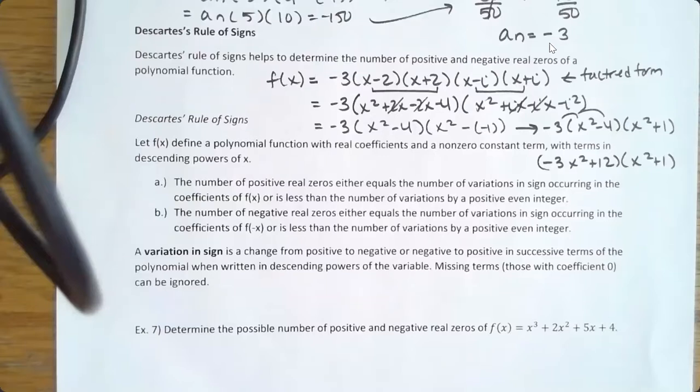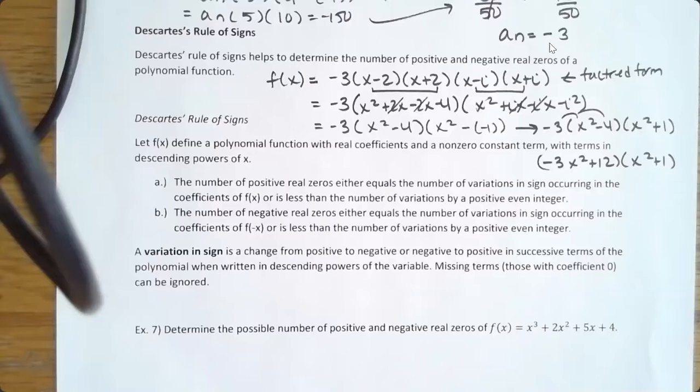So Descartes' rule of signs helps to determine the number of positive and negative real zeros of a polynomial function. So remember before when we had our options of possible rational zeros, we had all these positive ones, all these negative ones. So Descartes' rule of signs allows us to narrow down to how many positive and how many negative we should expect. It's still a little bit tough to use. Sometimes it's not a straightforward answer, but it does help us to narrow it down.